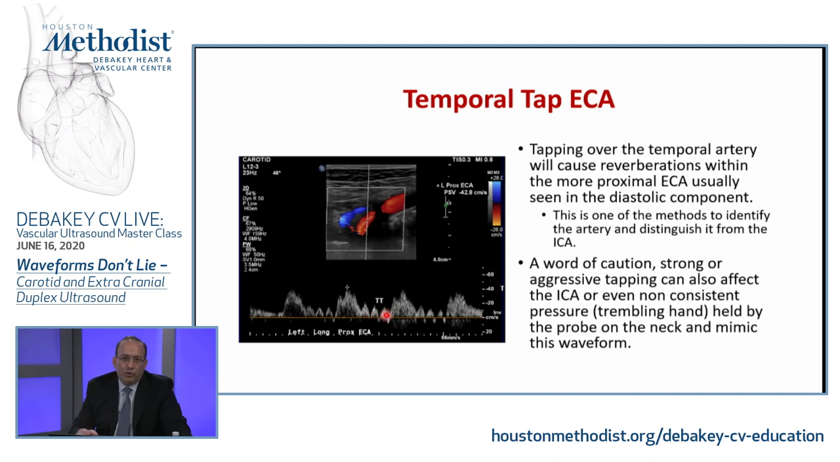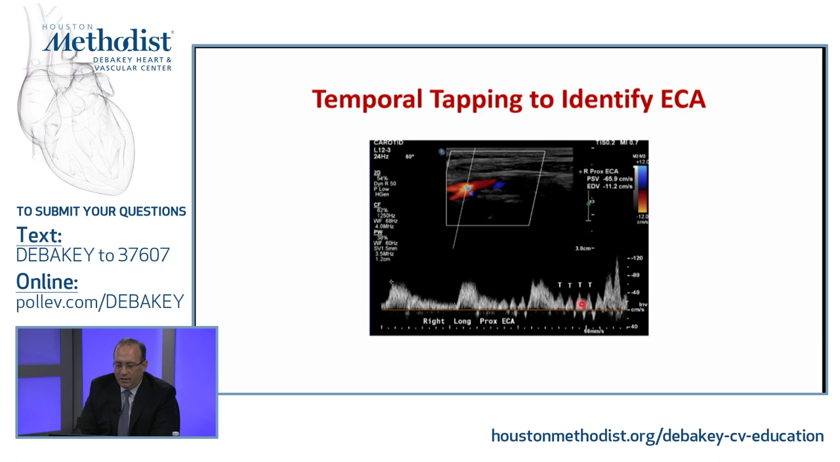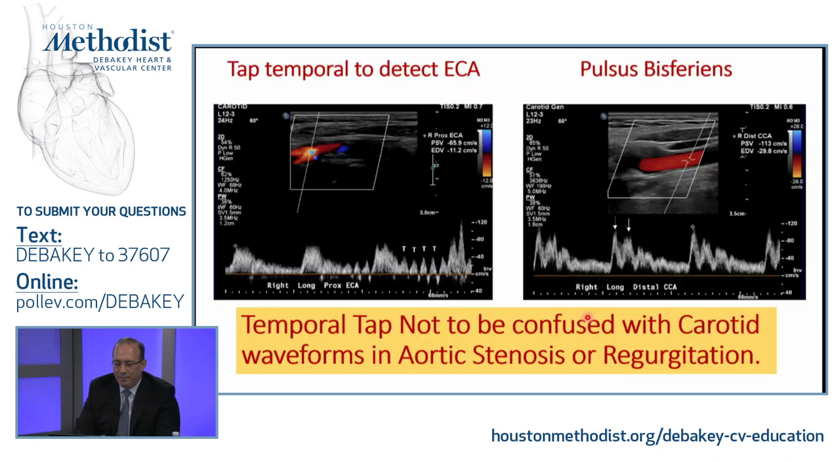Another word of caution is if you're holding the probe too tight and your hand is jumping up and down as you hold the probe, that can potentially give you artifacts and mislead you into believing that what you're looking at is the external carotid artery. And here's another example. There's a temporal tap, and you see the reverberations within the diastolic segment of the external carotid artery waveform. It's hard to notice within the systolic segment because the velocities are much higher than those that we obtain with the tap.